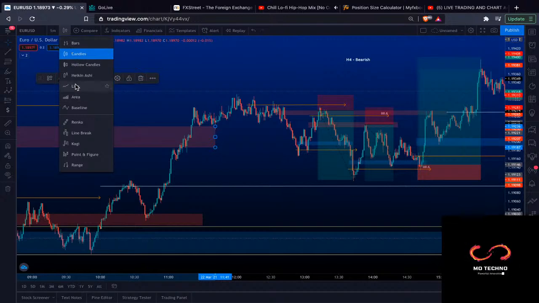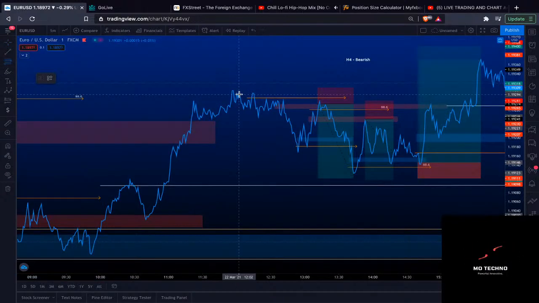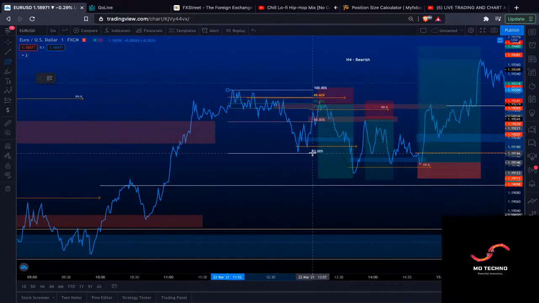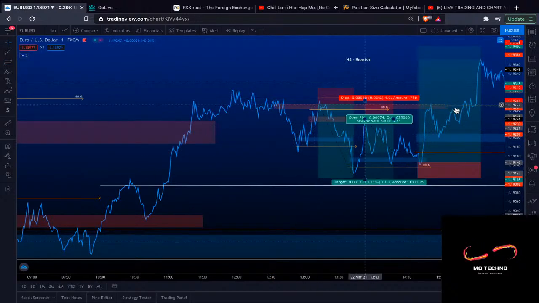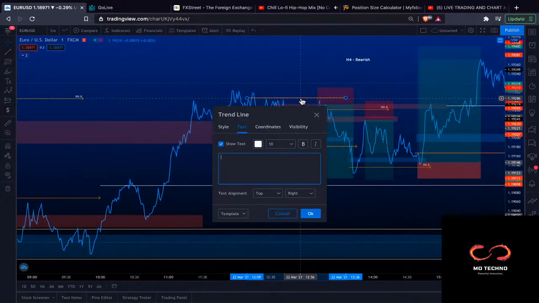On the 1 minute, if I go on the line chart, you can see exactly what I did. I threw a fib from potentially this high to this low. And then you can see I have my 78.6 level and my 88.6 level. 1 minute 88.6.